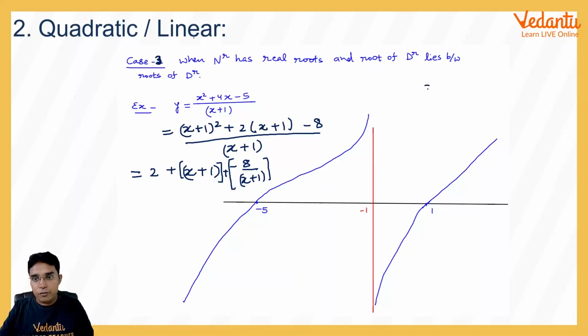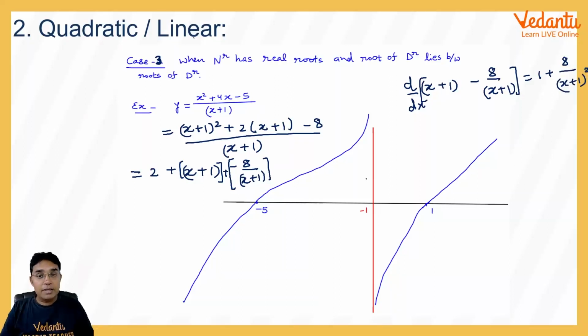In fact, for this expression, x plus 1 minus 8 upon x plus 1, if you do the differentiation, I think you will be able to find very easily that the derivative gives you 1 plus 8 upon x plus 1 whole square, which says that this is always going to be positive. That means the graph will always be increasing. It can be decreasing also in some scenarios depending upon the coefficient, but in this case it is strictly increasing.